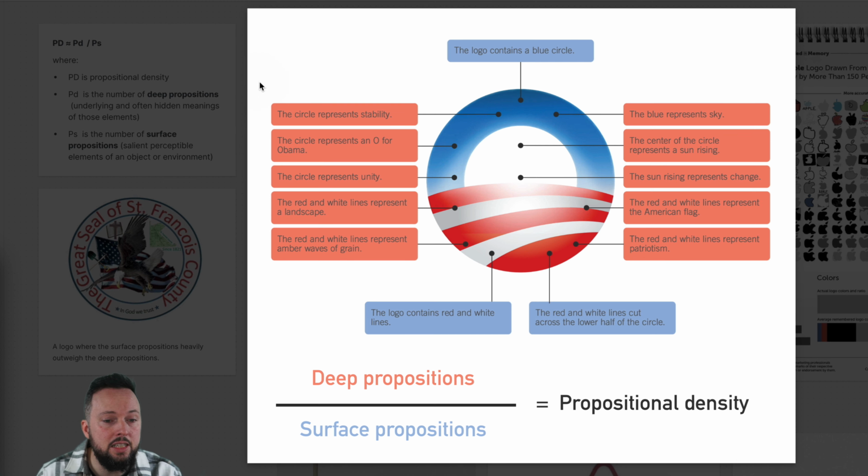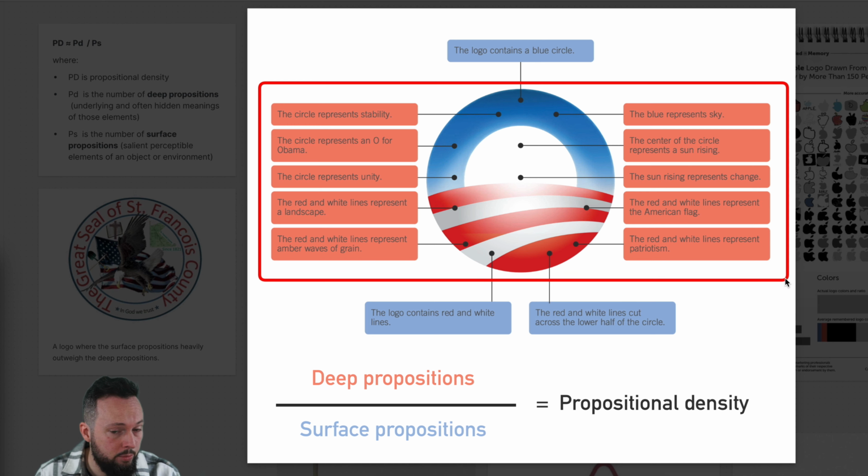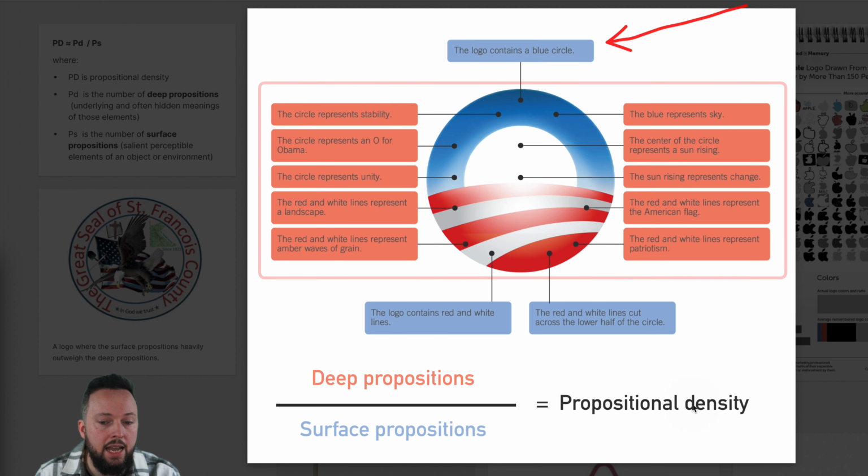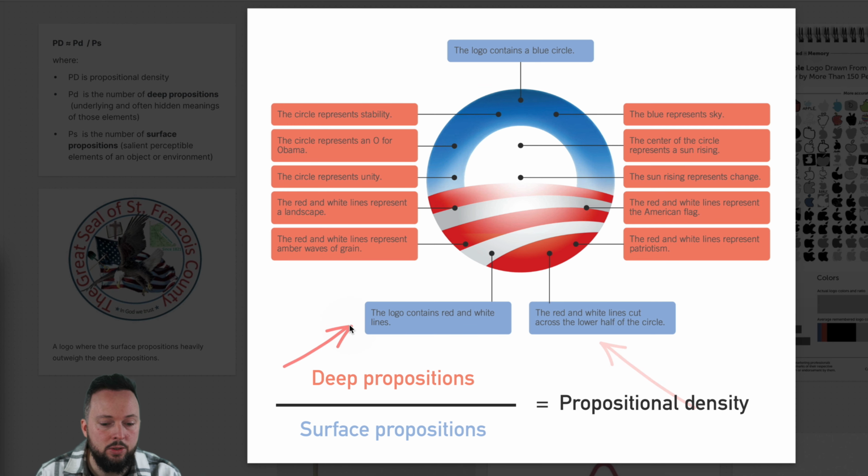So in the case of this logo, we can find 10 meanings and only 3 elements that are used. So the equation is 10 divided by 3, which results in a number higher than 3. Now, even if you can achieve a propositional density higher than 1, you are already doing a great job. But as you can see, in this case, there were more than 3 times as many meanings as actual elements. This is, of course, an exceptionally good example of propositional density.